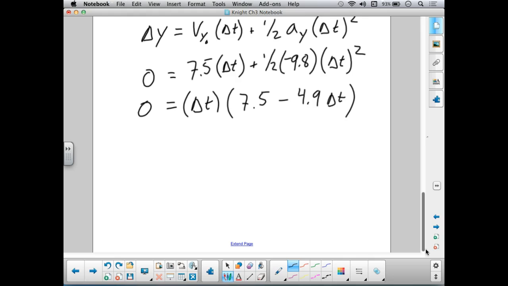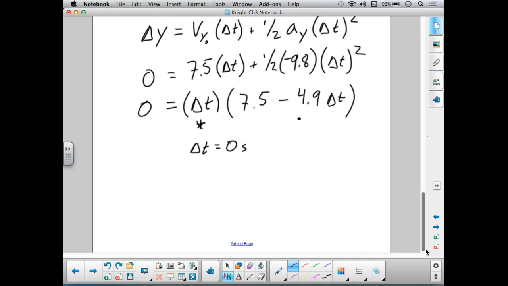The only way that this equation could equal 0 is if either this term is 0 or this term is 0, because you have to multiply something by 0 to end up with 0. So I have two options. One option is that delta t is 0. That could be one possible answer, and it works.